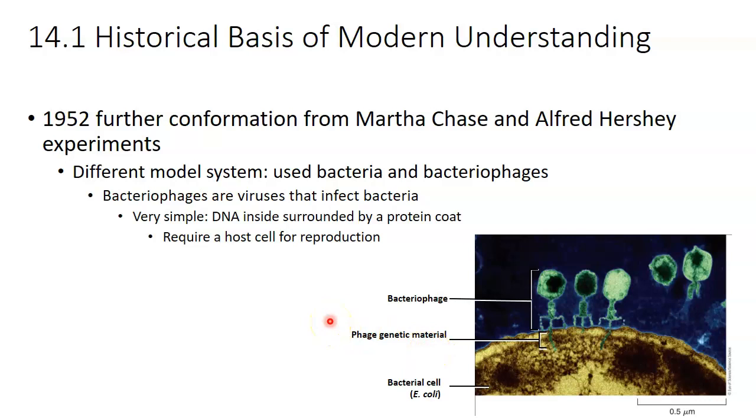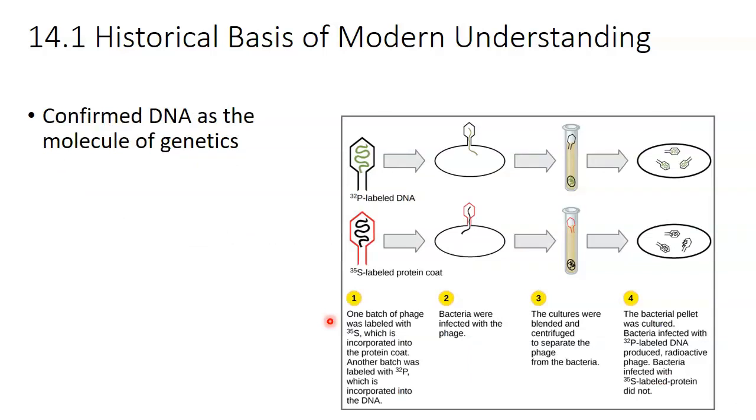Okay, so again, the question was, is it protein or is it DNA? That is going to be the molecule of inheritance, the genetic material. So a very simple experiment that they did. So here we go. They took bacteriophage virus, and they had two batches. One batch is shown up here, and the second batch is shown down here. One batch of their bacteriophages, they radioactively labeled with P32. So this is radioactive phosphorus.